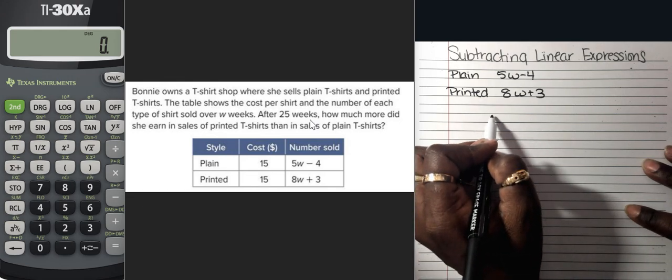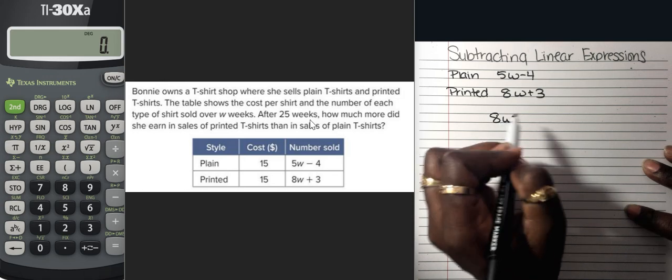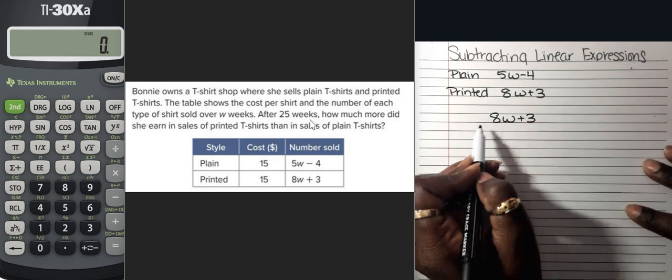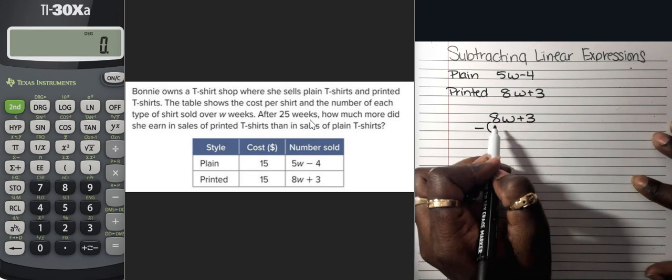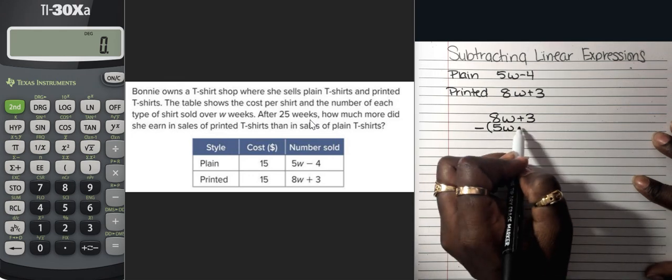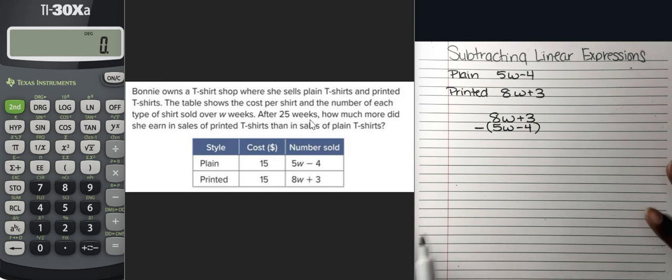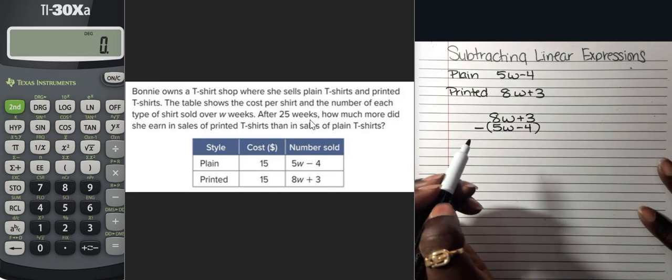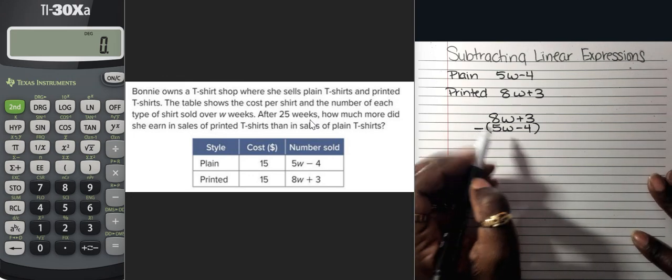So she sold more of the printed shirts, so we're going to list that first. So that's 8W plus 3. And then we're going to subtract the plain shirts so that we can find out how many more she sold. So that's minus the expression 5W minus 4. Okay, so we're used to seeing this before. We're first going to get it out of the parentheses, right?